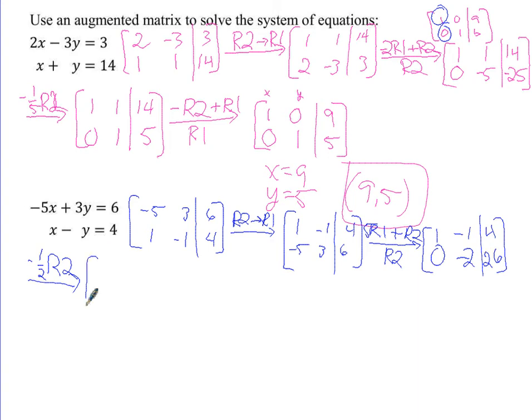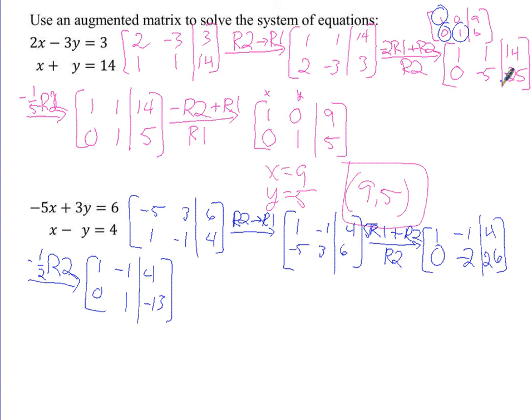Did I do anything to row 1? No. So I'm going to rewrite it: 1, -1, 4. -1/2 times 0 is 0. -1/2 times -2 is 1. And then -1/2 times +26 is -13. Okay, that gives us that guy. We're almost there.